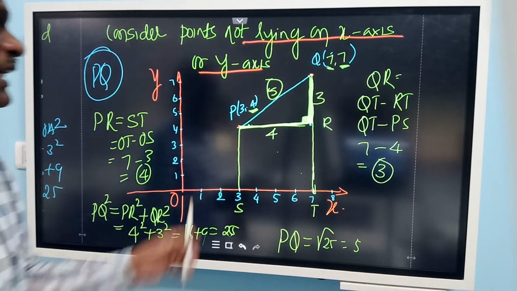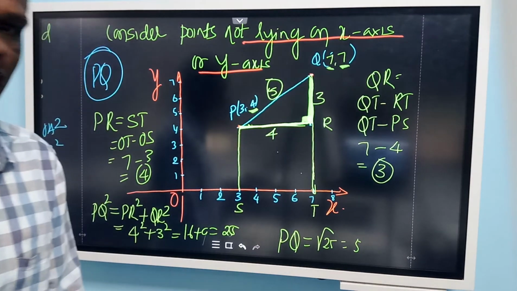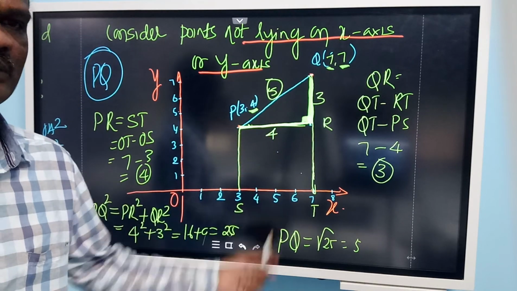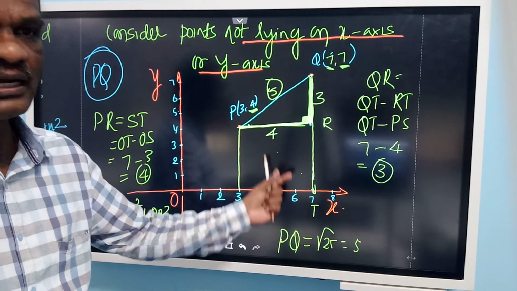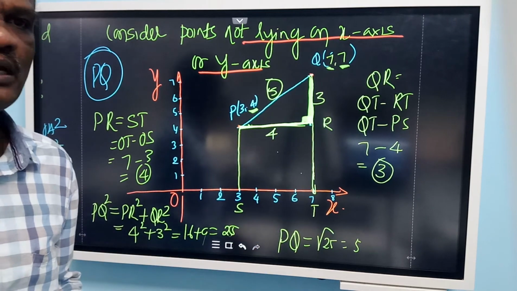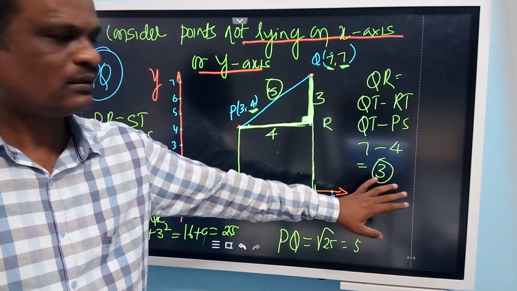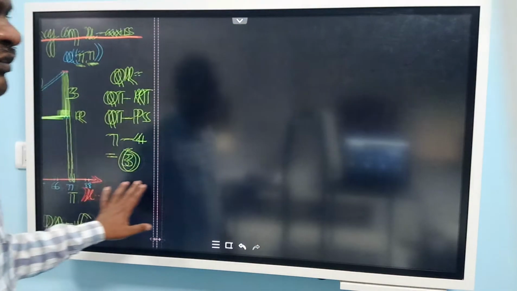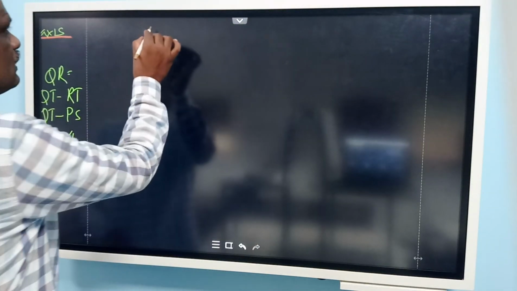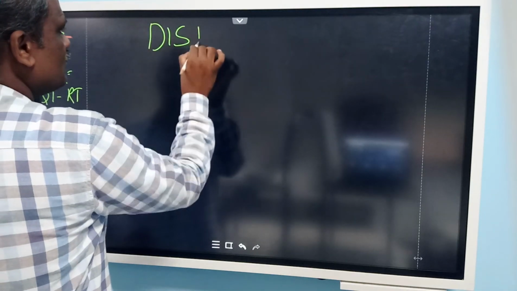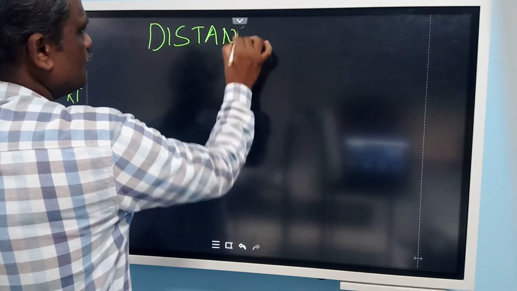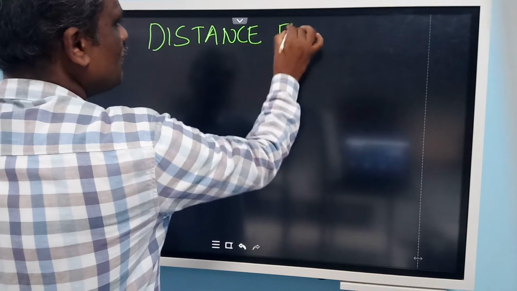So this is how you find out the distance between any two points on a plane. This is the basic concept. We use this concept to discover a formula to find the distance between any two points on a plane. So now we are going to derive a formula that is called the distance formula. So let us discover it now. Distance formula.